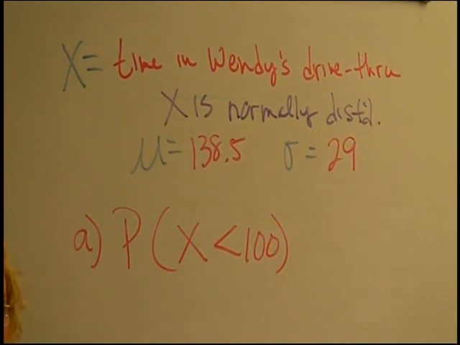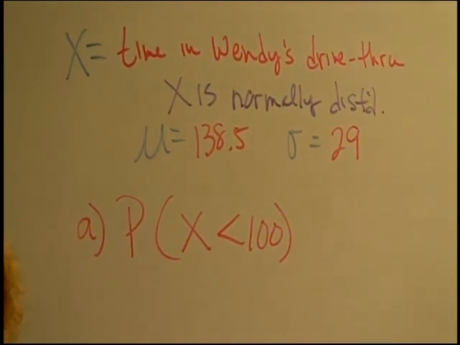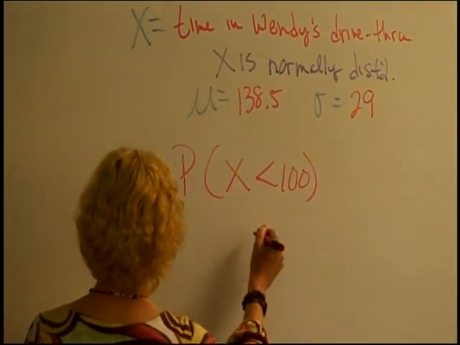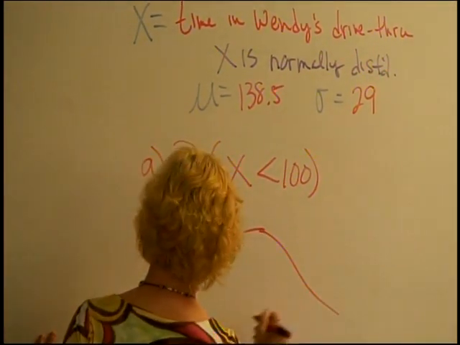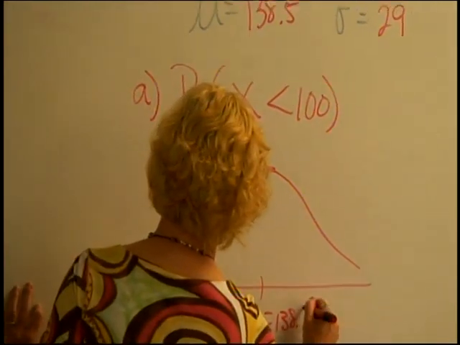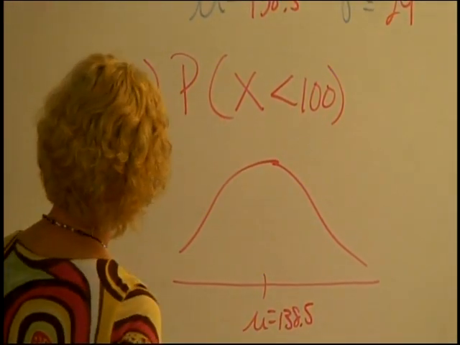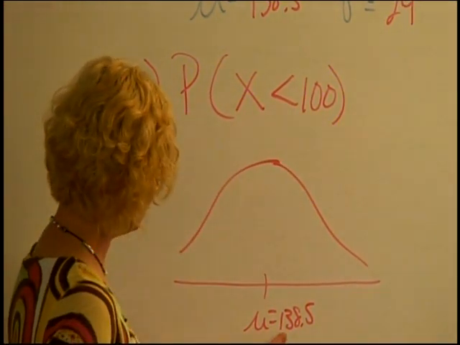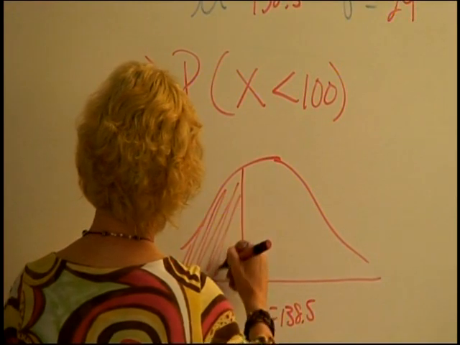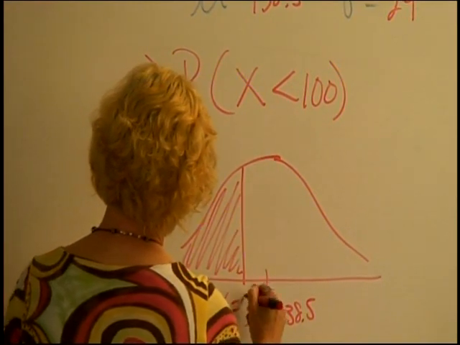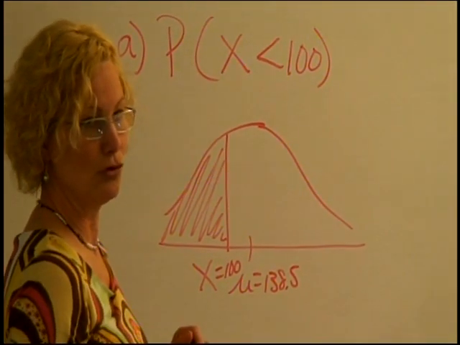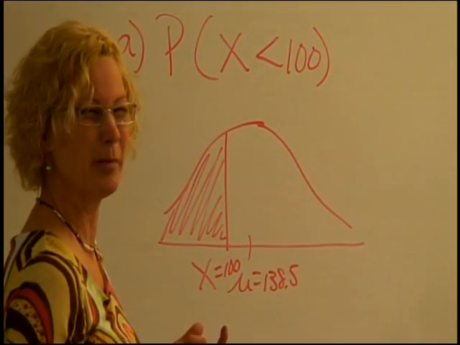Okay, is the notation and that stuff okay with you guys? You with me there? Okay. So this is a normally distributed variable. You've got a mean time of 138.5. Okay, so 100 is going to be below that somewhere. Let's do it by hand too.